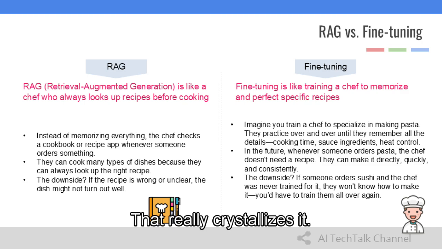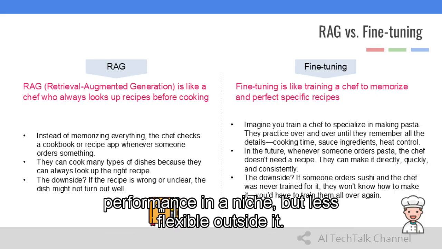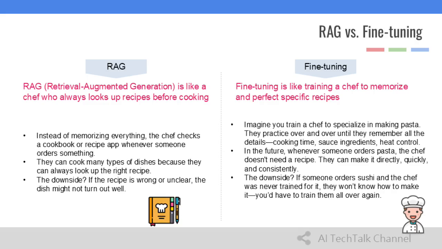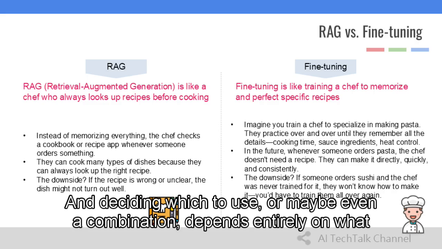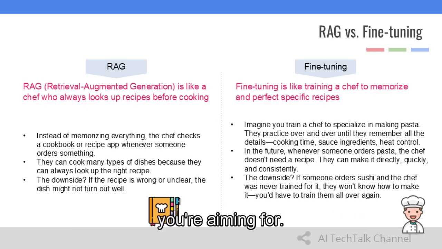That really crystallizes it. RAG: broad access, relies on external info quality. Fine-tuning: deep skill, high performance in a niche, but less flexible outside it. You got it. And deciding which to use, or maybe even a combination, depends entirely on what you need the AI to do, what resources you have, and what kind of performance you're aiming for.